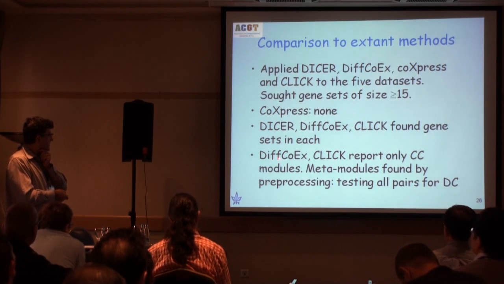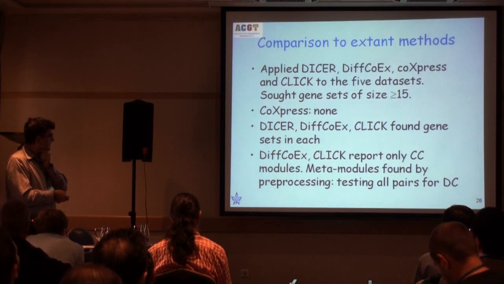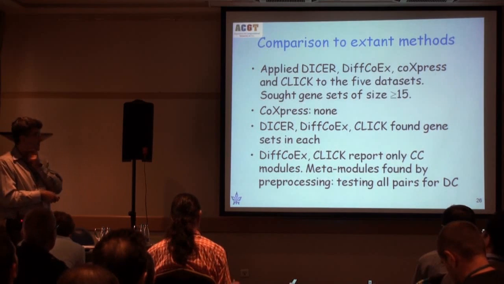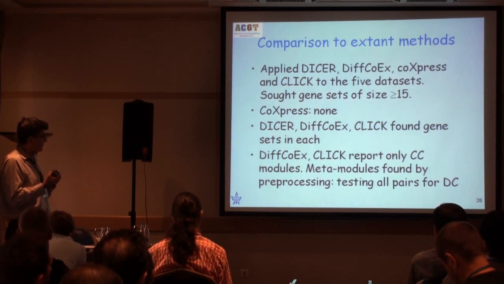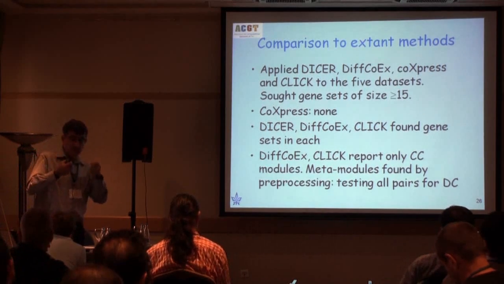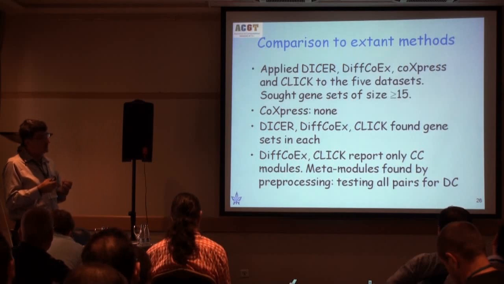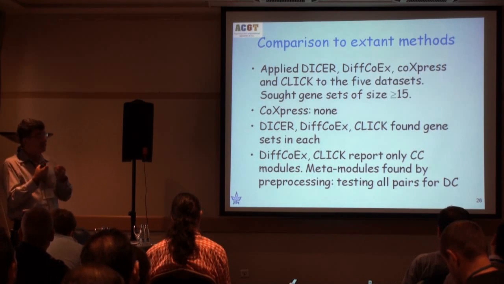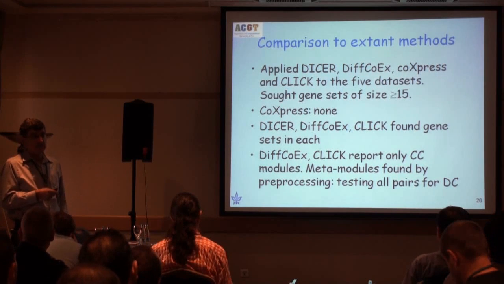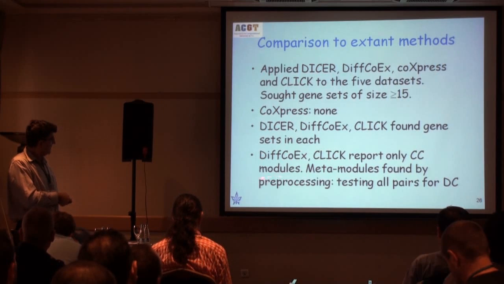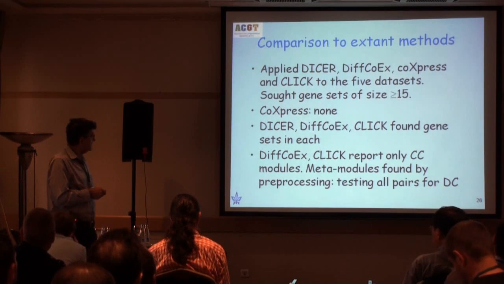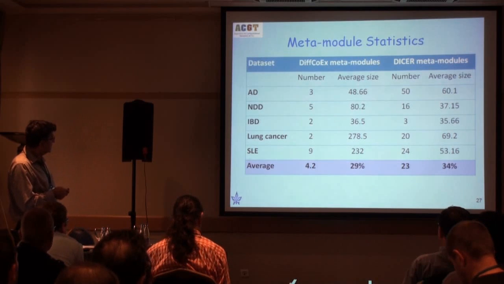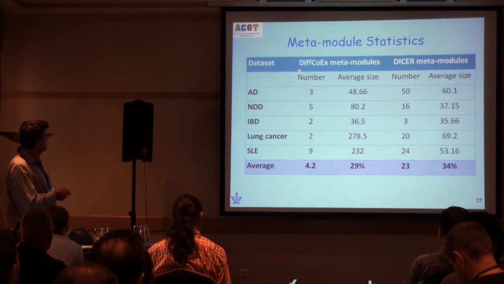Actually, both DIFCO-X and click only find consistently correlated modules, and the way to find meta-modules is by looking at all the possible pairs of modules and looking for differential correlation between them. This is actually what the DIFCO-X authors suggest in their study, and this is what we did. So here are the results.